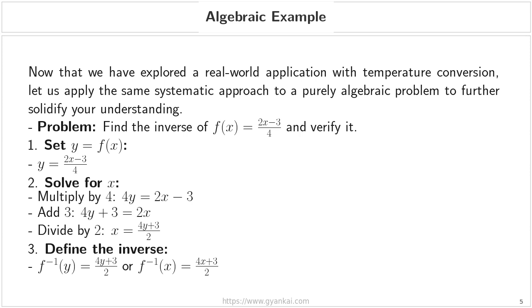Finding the expression is only half the work. We must now verify it to ensure no algebraic errors were made. We do this by checking if the composition of the two functions results in the identity function.